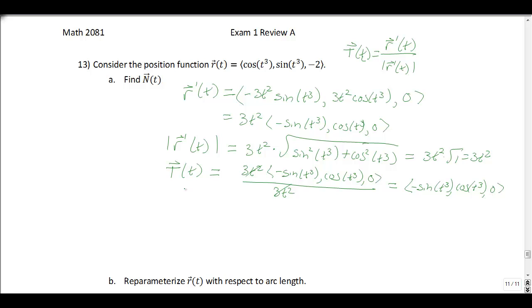Okay, that's T. That's not what we're asked for. We're asked for N. N is the derivative of T with respect to t here, except we need to make that into a unit vector. So what I'm going to do is find really T prime, which is the derivative of T with respect to t, and then I'm going to convert that into a unit vector that will be N.